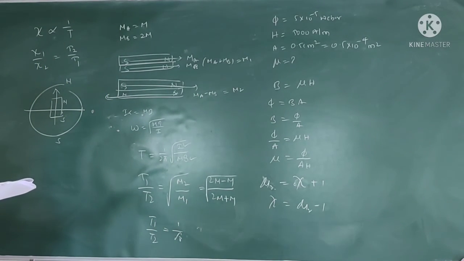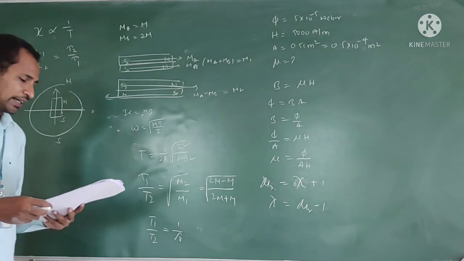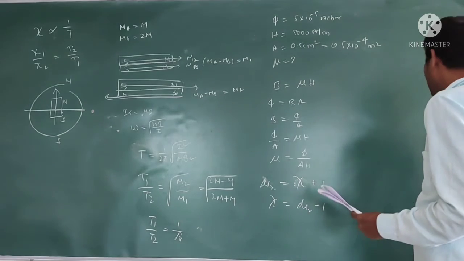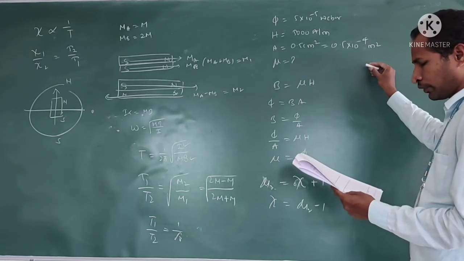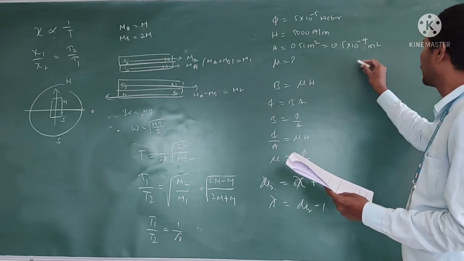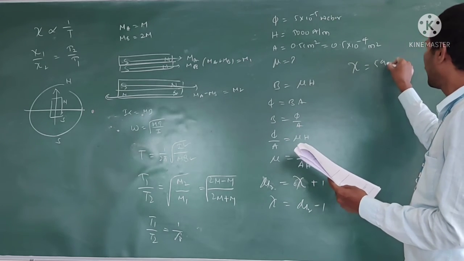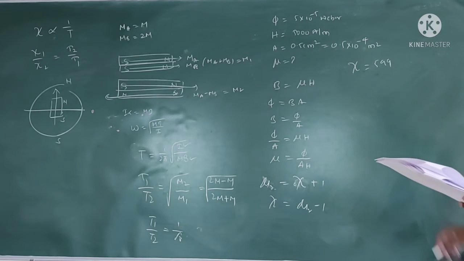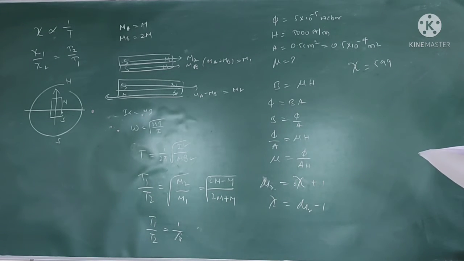Next, 61. Iron rod of susceptibility 599 is subjected to a magnetizing field of 1200 ampere per meter. The permeability of the material of the rod is, they are asking again mu. What have they given? Susceptibility is given, 599, and the magnetizing field is given, right? And permeability they are asking. Clear?